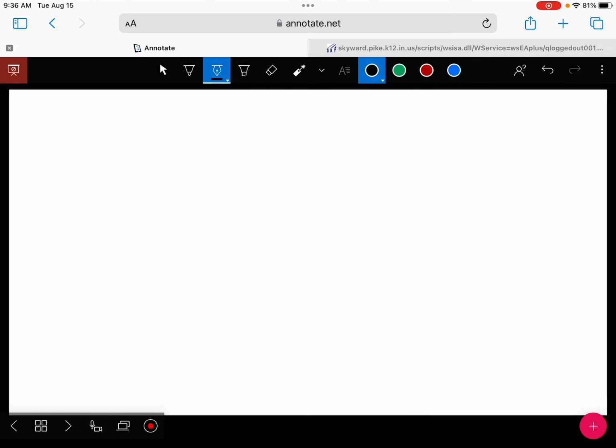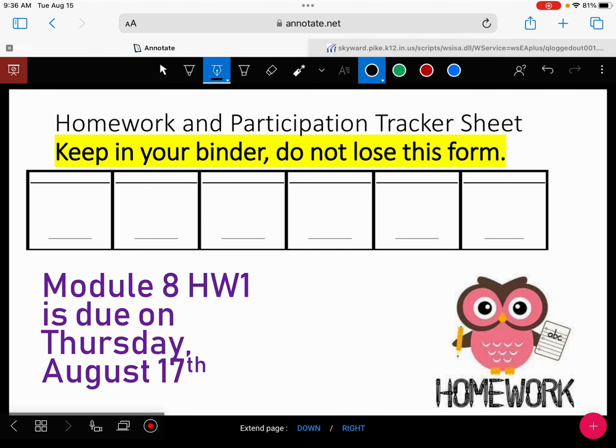So I am going to check homework 1. I'm going to check it on Thursday. On this Thursday, you need to have homework 1 finished. Okay? So I recommend that you put this purple sheet in your binder. I did fill in for module 8 because module 8 has 4 homework assignments.